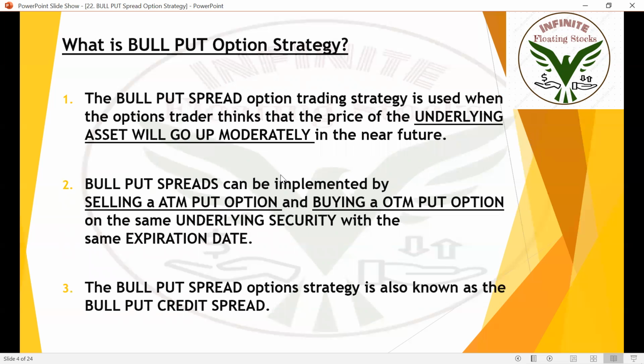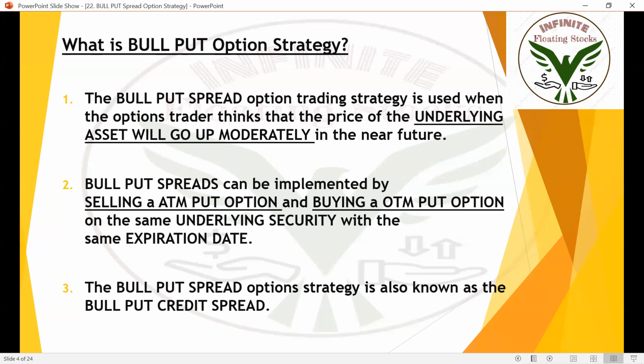This is the formal definition of the bull put spread. The bull put spread option strategy is used when an option trader thinks that the price of the underlying security or asset will go up moderately in the near-term future. That means our view is bullish here. Bull put spreads can be implemented by selling an at the money put option and buying an out of the money put option. See, this is the reverse.